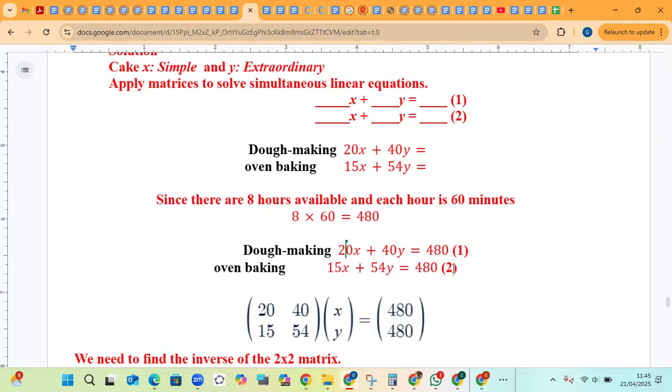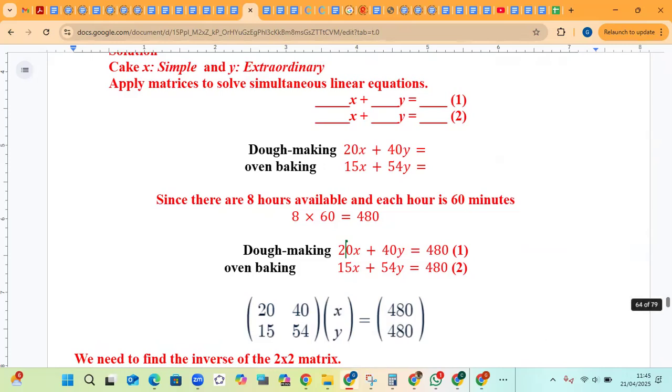Now, we can formulate a matrix equation with the coefficients, the variables, and the constants. We have a 2x2 matrix with the coefficients 20, 40, 15, 54. That's why this arrangement is very important. Okay, you see 20, 40, 15, 54. So 20, 40 is for x, 15, 54 is for y, and they are both constrained to 480.